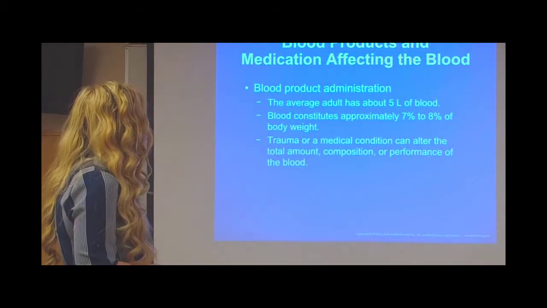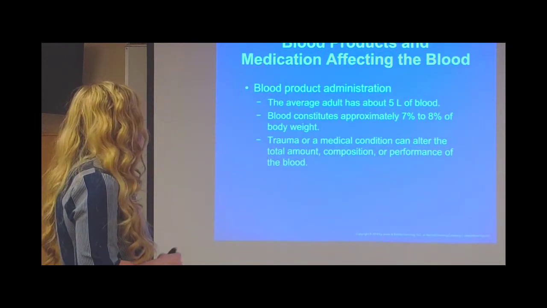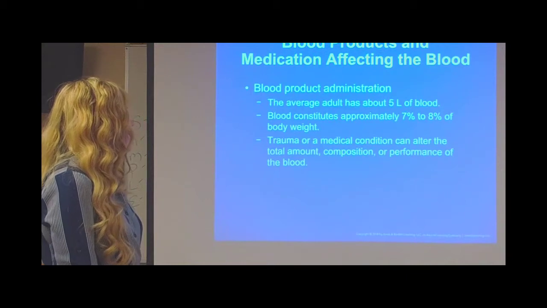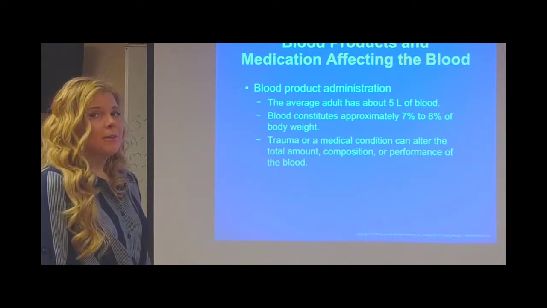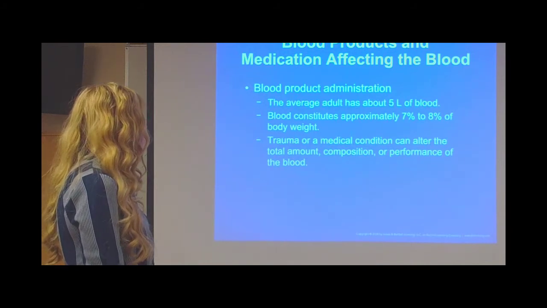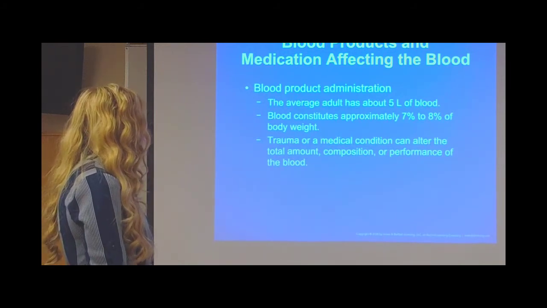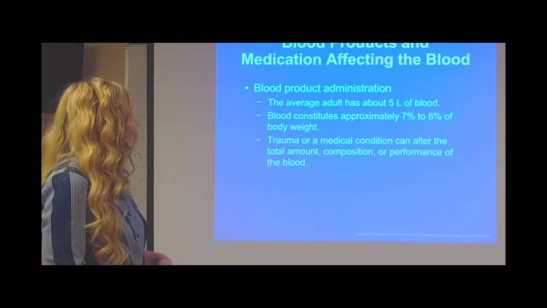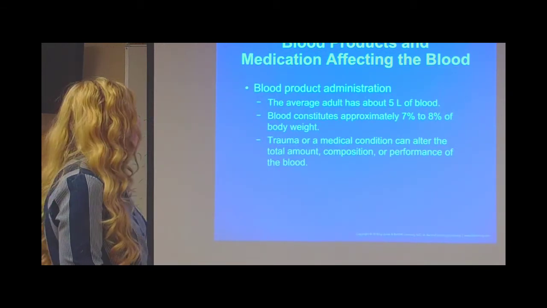So blood products and medications affecting the blood. So now we're going to transition into blood products. Blood product administration: the average adult has about 5 liters of blood, and blood constitutes approximately 7 to 8% of the body weight. Trauma or a medical condition can alter the total amount, composition, and performance of the blood in that patient.